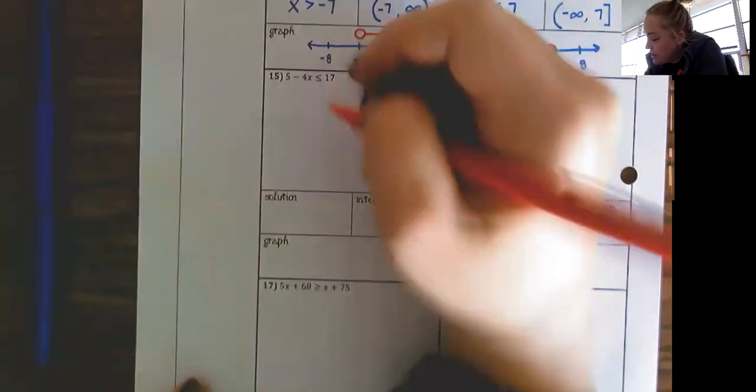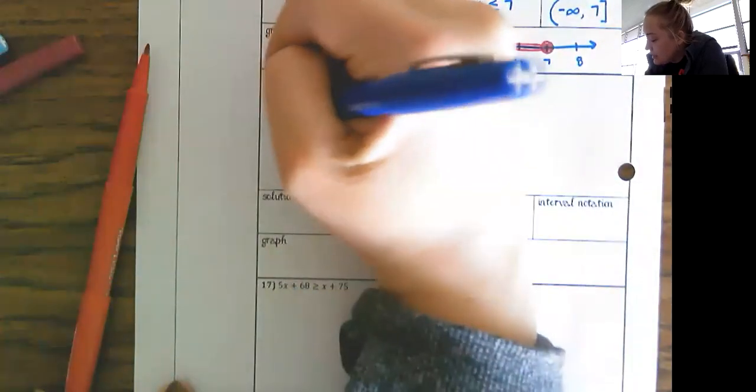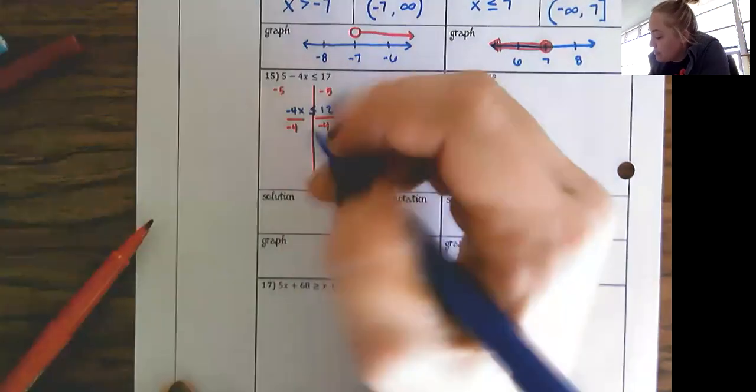Hopefully you had a chance to finish those up. Let's start on this one. I subtract 5 from both sides, and I have -4x is less than or equal to 12. Last step, divide by -4, divide by -4. When I'm dividing by a negative, I've got to remember that the symbol reverses.